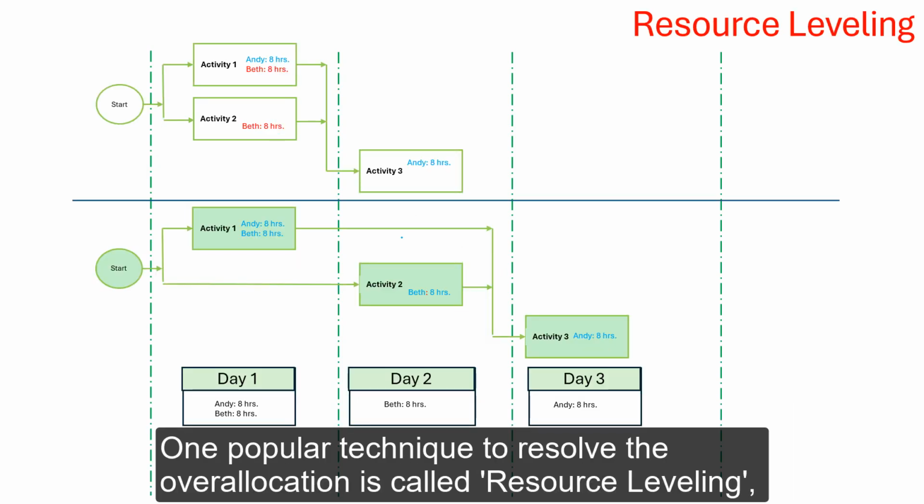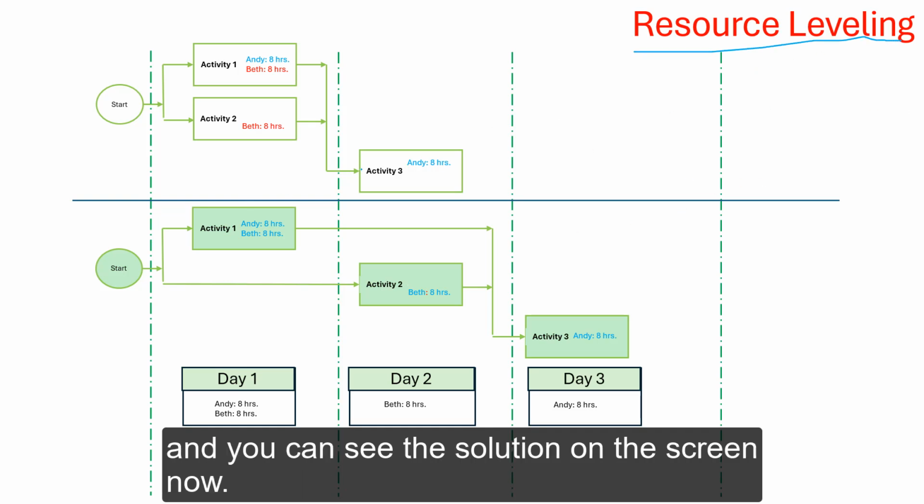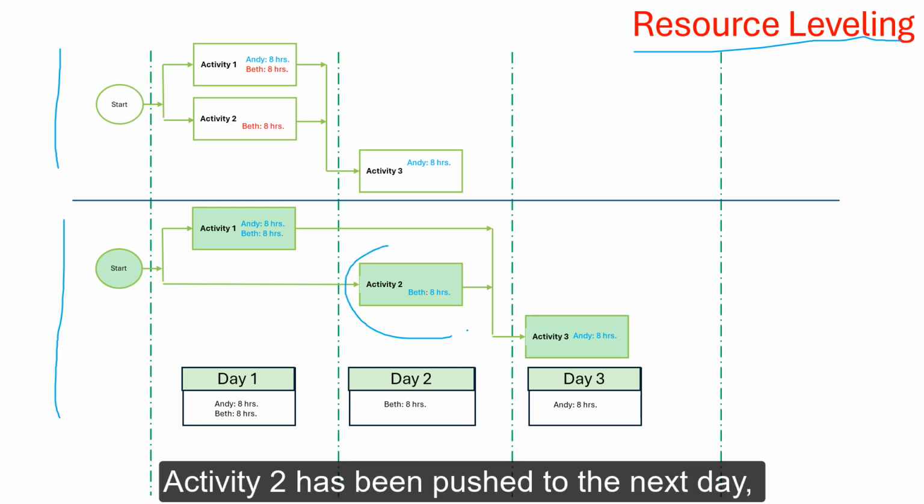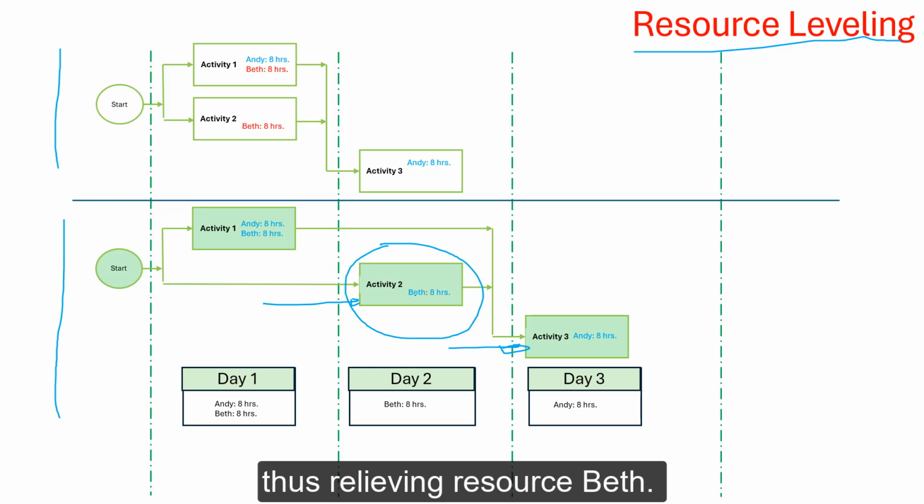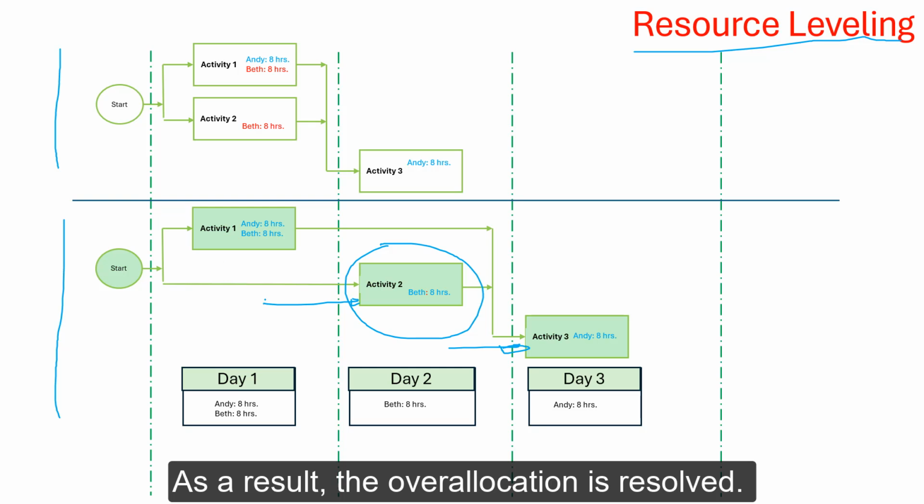One popular technique to resolve the overallocation is called resource leveling, and you can see the solution on the screen here. The first half of the screen shows the problem that we had earlier, and this half of the screen shows how the same schedule has been resolved. Activity 2 has been pushed to the next day, thus relieving the resource Beth. And as a result, the overallocation has been resolved.